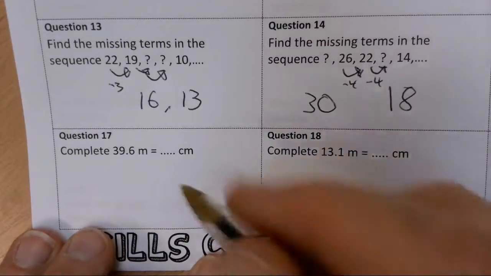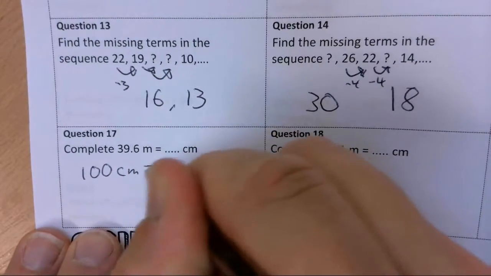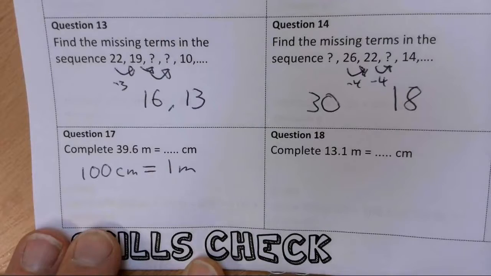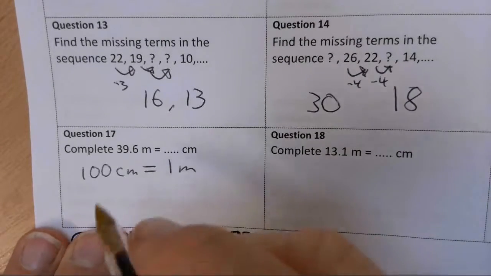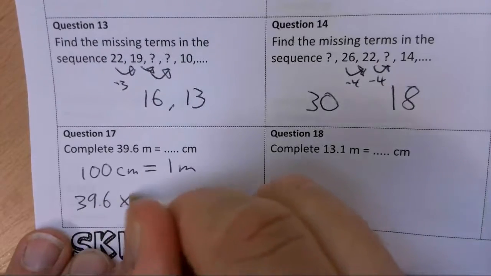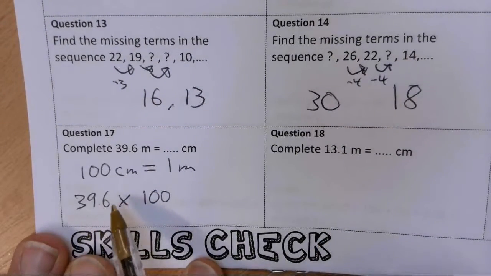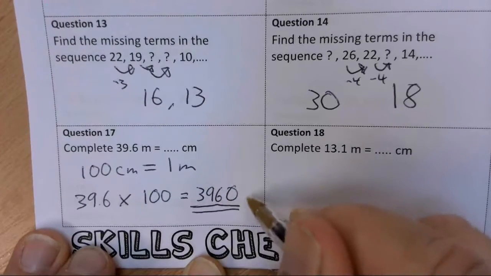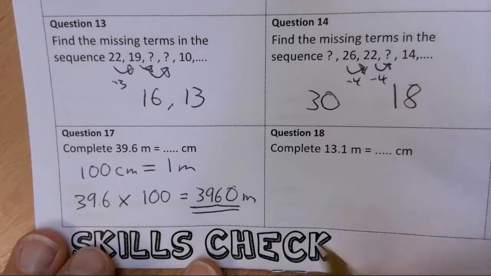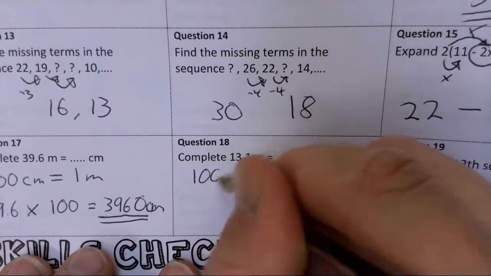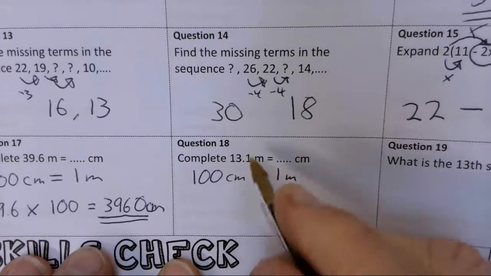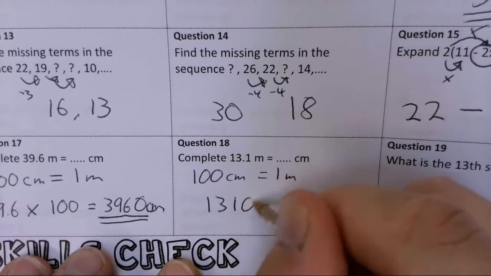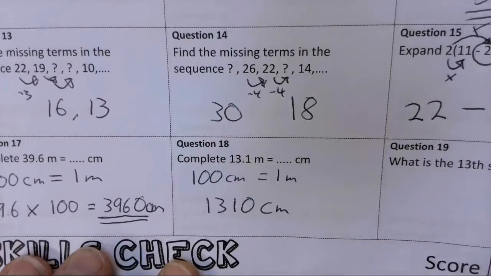Question 17. There are 100 centimeters in 1 meter. So therefore, if it's 39.6 meters, it's going to be 39.6 times by 100. When we're timesing by 100, all the digits are shifting 2 spaces over. So this would be 3960, 3,960 centimeters. This one, same idea, 100 centimeters is 1 meter, so 13.1 would become 1310 centimeters.